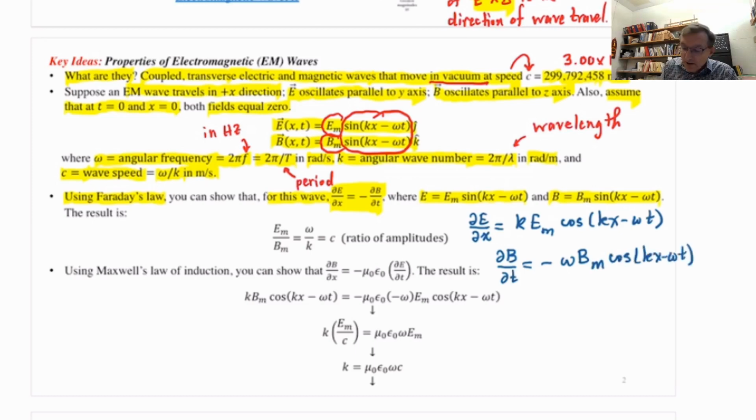And I put both those expressions into that. Let's see what we get. I'll write it right beneath here. k E max cosine of kx minus omega t equals negative omega B max cosine of kx minus omega t, with a negative sign in front of that. I've got two negatives multiplied together, so the negatives cancel.